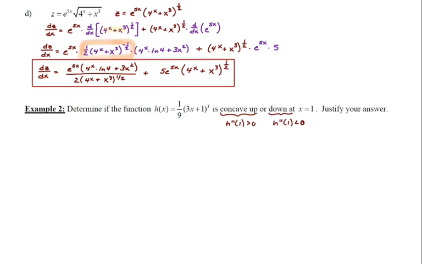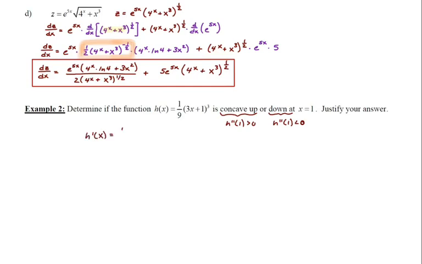Now, you could be asked, determine where this function is concave up or down, and that would be going through the process of making a chart. But if it's just asking concave up or concave down at a specific x value, you just need to plug that x value into your second derivative and determine if you get a positive or negative number, and that should tell you whether the function is concave up or concave down at, in this case, 1. So obviously, in order to plug a number into the second derivative, I need to find the second derivative.